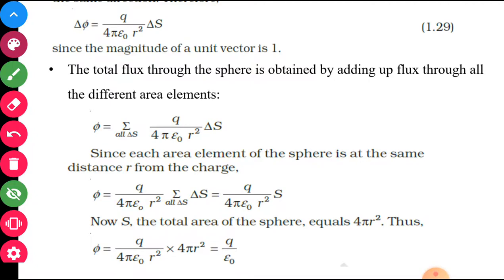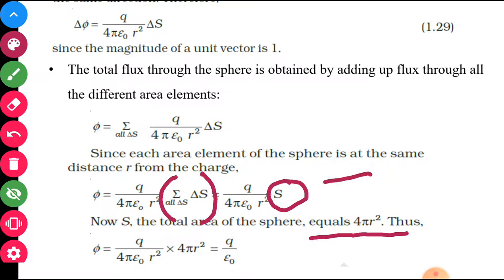And if you find all such small area elements, all sigma delta s, then you will get the total area, that is total surface area of the sphere, and that total surface area is 4 pi r square. So instead of this s we write 4 pi r square, so it is written here. And 4 pi will be cancelled out, this r square will also be cancelled out, so you will have q upon epsilon 0. Epsilon 0 is not getting cancelled out.